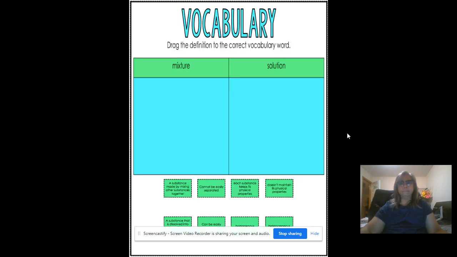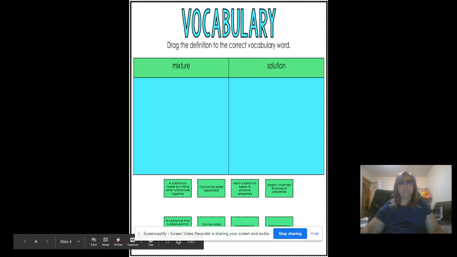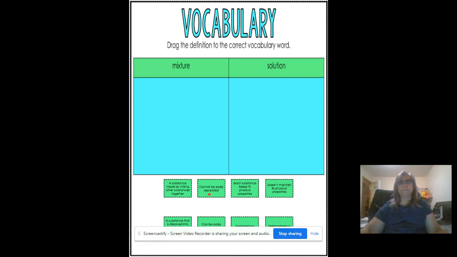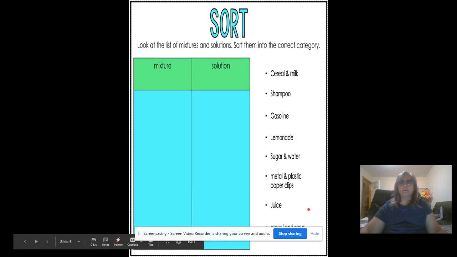Now, again, this is a drag and drop feature of the assignment. If you think it cannot be easily separated, that would be under solution, then you put it here. Or this box here at the bottom, you put it on the proper column, okay? Again, a sorting slide here. So you have some examples on the right side. Look at the list of these mixtures and solutions, then sort them correctly into the correct category, whether they are mixtures or solutions.